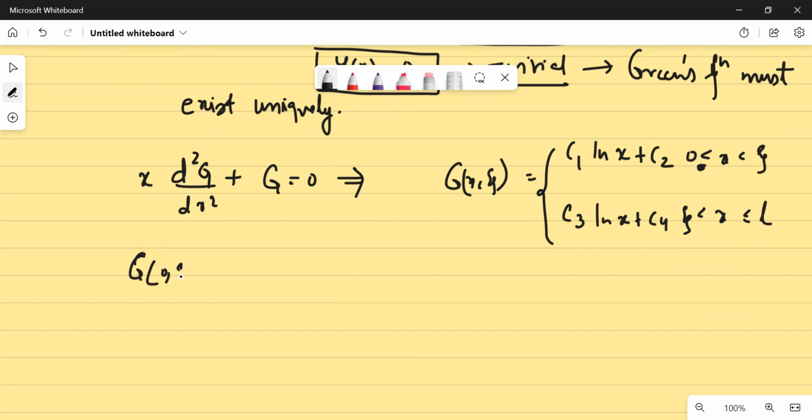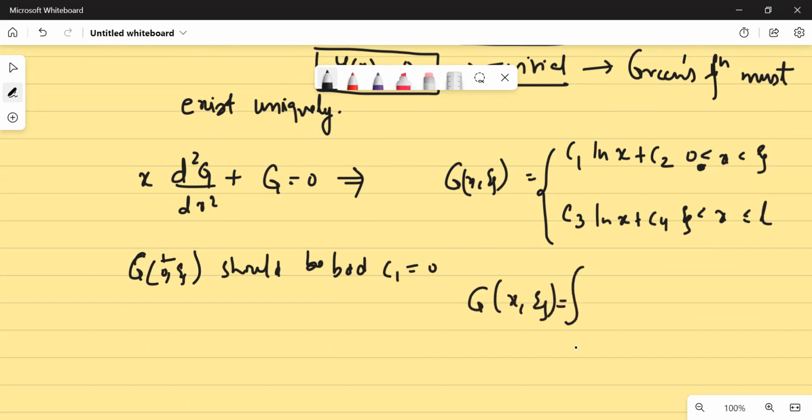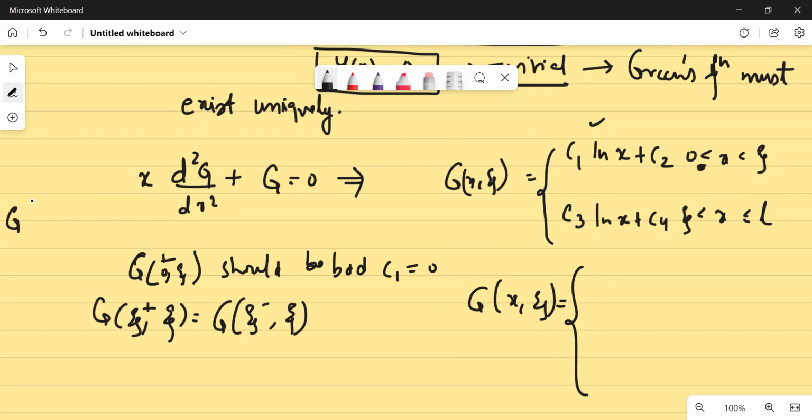G at 0 plus should be bounded, because at 0 exactly you do not have the definition for ln x. So if it is bounded, that implies your C1 should be equal to 0. Now I already know that my G at zeta plus should be equal to G at zeta minus. So your Green's function should be continuous at the place where there's a change in the definition. Also I know that my G(L, zeta) must be equal to 0. So if G(L, zeta) is 0, that implies your C3 ln L should be equal to minus C4.